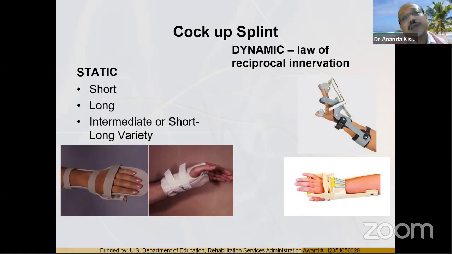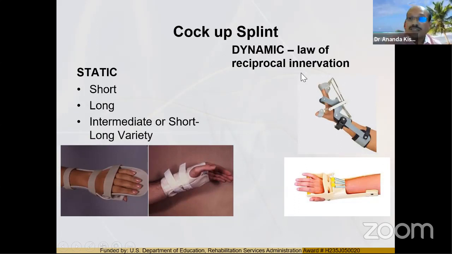But if it is a radial nerve palsy, in that case, the intermediate, short-long cock-up variety is needed, where the distal limit should extend beyond the metacarpophalangeal joint, but just proximal to the PIP joints. We have to include the metacarpophalangeal joint, because the extensor digitorum, which is supplied by the posterior interosseous nerve, acts on this metacarpophalangeal joint. So in that case, neither the short variety nor the long variety is useful. We use only the long-short variety.